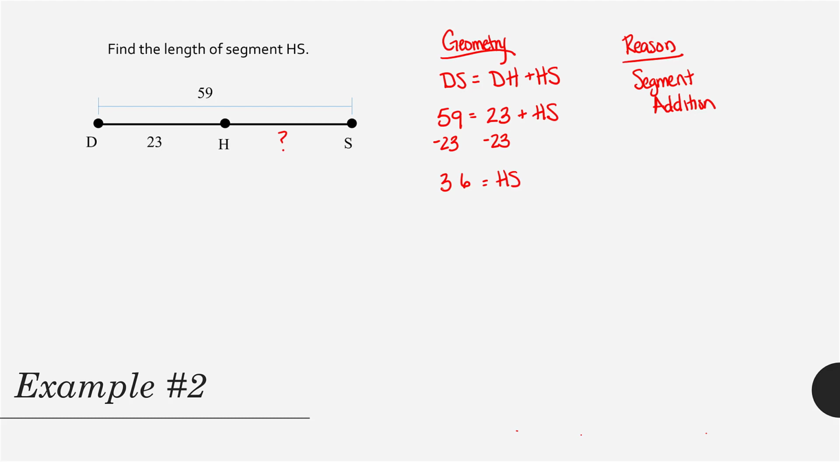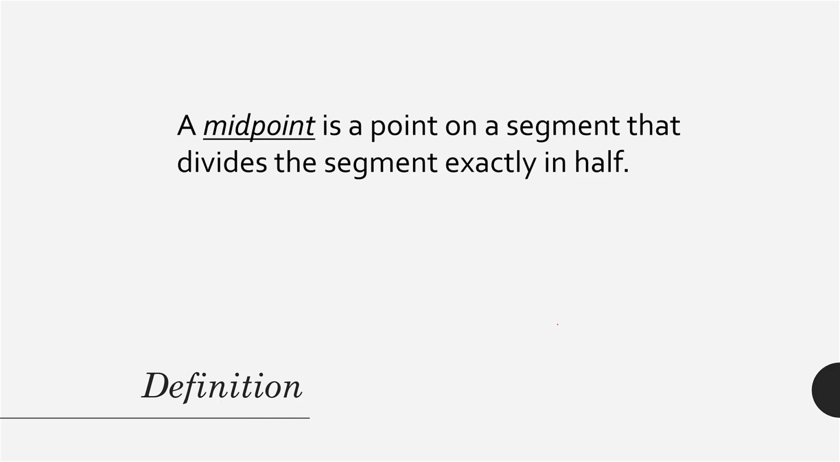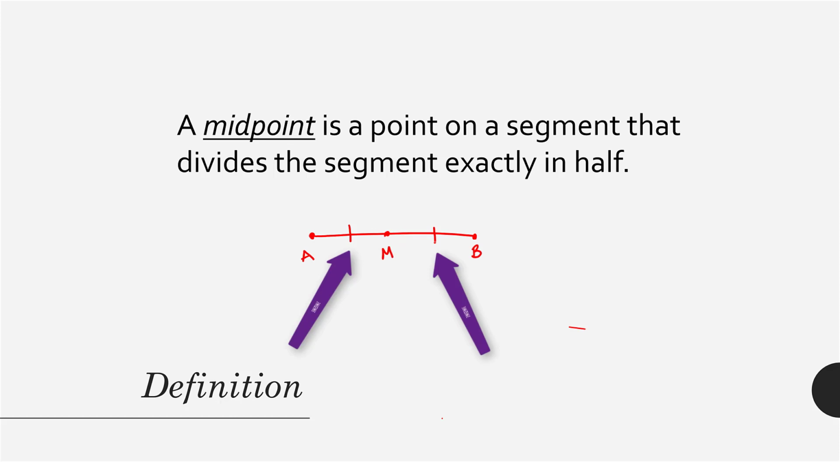But we have another thing we can look at with segments, and that deals with a midpoint. A midpoint is a point on a segment that divides it exactly in half. So if I have my segment here, A, B, the midpoint M means that this half is the same as this half. And those little marks there mean congruent. So the left side is the same as the right side. Okay? And that's a really important thing to remember when we're doing problems that involve midpoints.